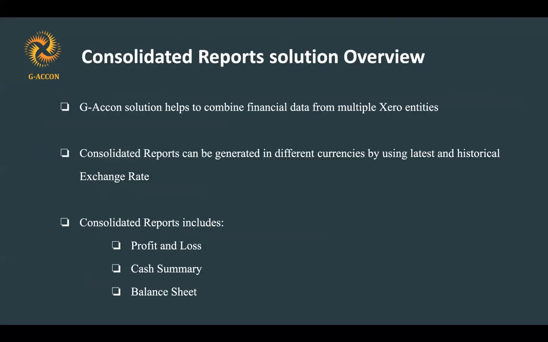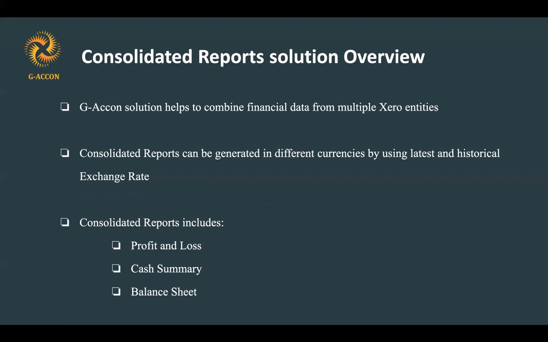So what can G-Accon definitely help you do with consolidation? It helps to combine your financial data from multiple Xero entities. We specifically tested our solution on 6 or 7 entities. You can try more, but at least for that many entities, it works. First, consolidation reports can be generated in different currencies, like I said, using the latest and historical exchange rate. I'm going to show you how it works and what we provide as of today.